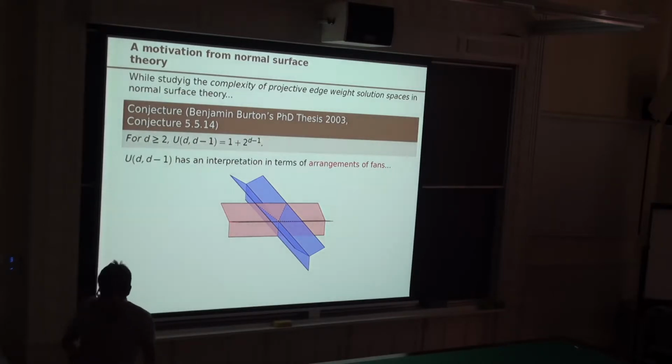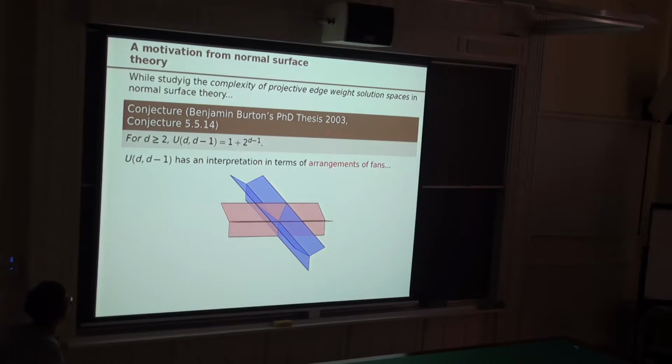So our problem starts with Benjamin Bartons's PhD thesis, in something I don't know anything about. And on some page, he has some conjecture that says d minus 1 equals 1 plus 2 to the d minus 1. So I don't even know what d minus 1 is. I know one interpretation in terms of arrangements of fans.